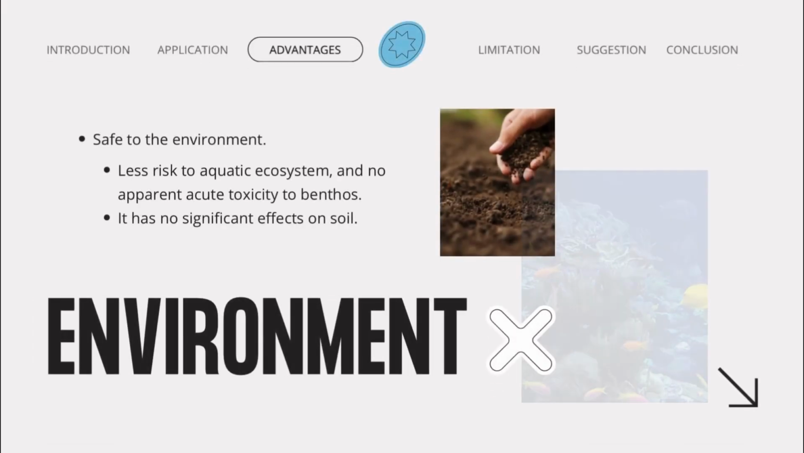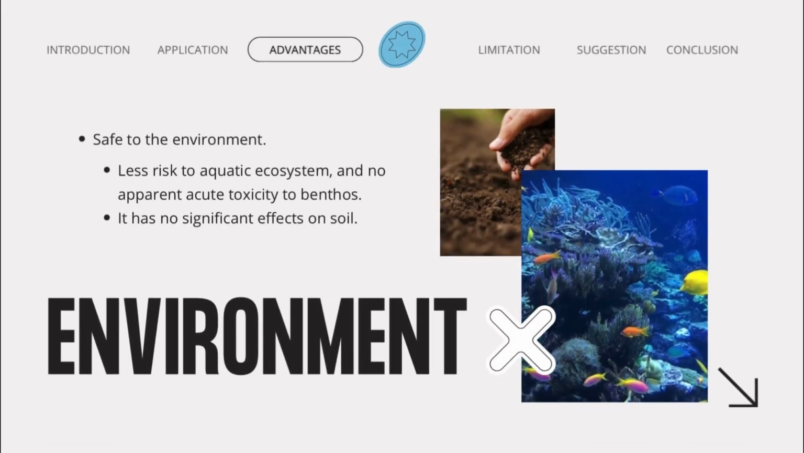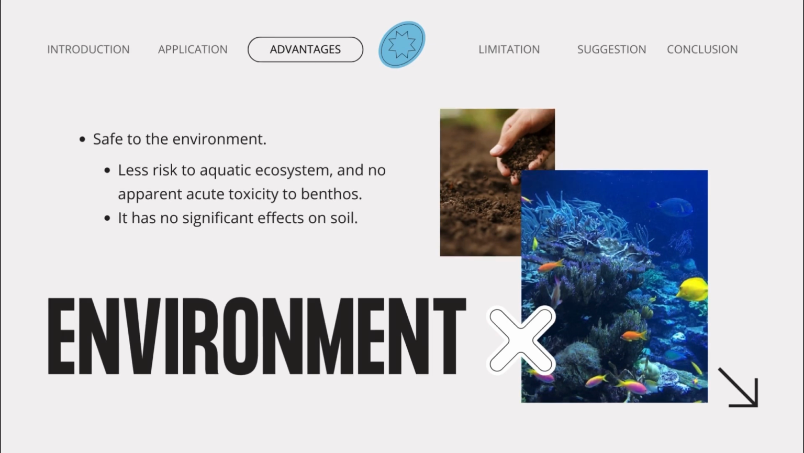Next, moving on to the benefits of dimethicone to the environment. Dimethicone is safe to the environment because it is less risky to the aquatic system and has no apparent acute toxicity to benthos.